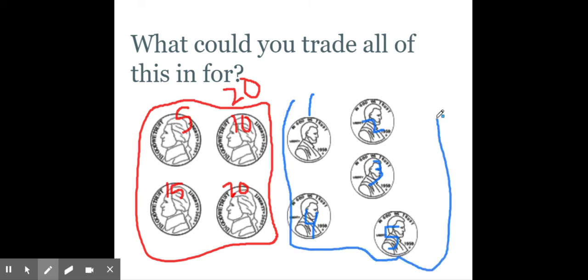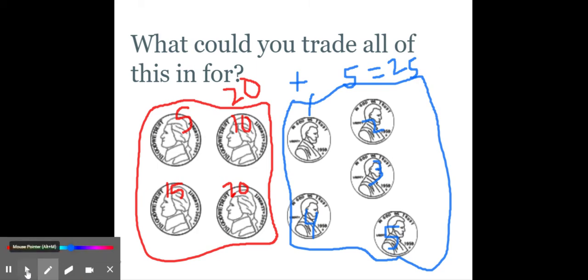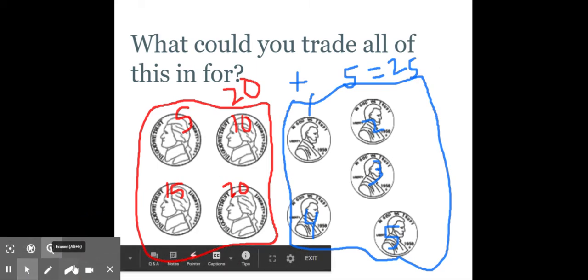So I've got to make my terrible looking box again. To have 20 cents in nickels and 5 cents in pennies. So if I were to put that together, 20 plus 5, I would get 25. What coin do you know is worth 25 cents? Any guesses?